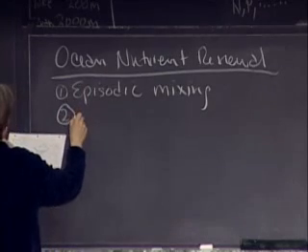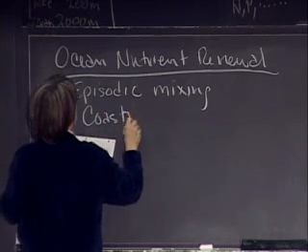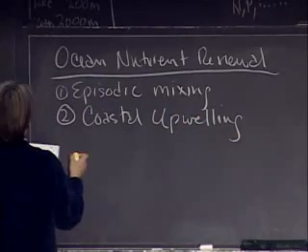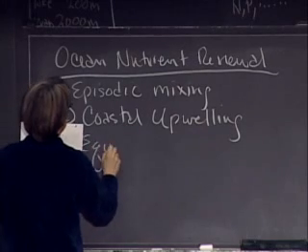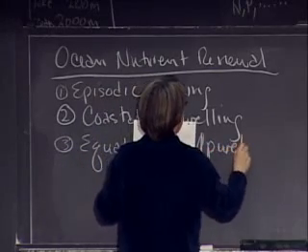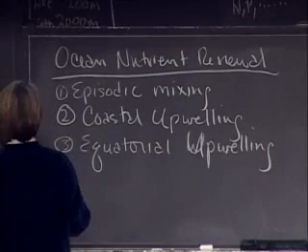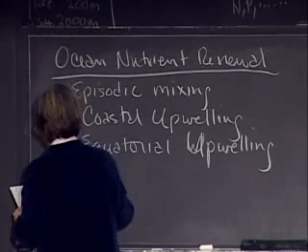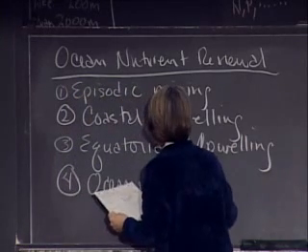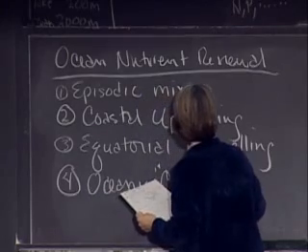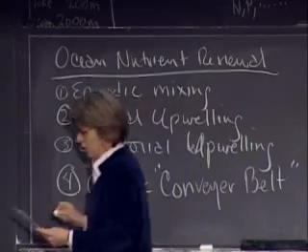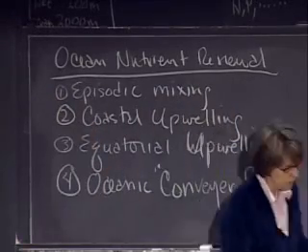I'm just going to list them, and then we're going to go through them. Coastal upwelling. Equatorial upwelling. And on much longer time scales, what's called the oceanic conveyor belt, in quotes, which is basically global ocean circulation. So let's go through these.